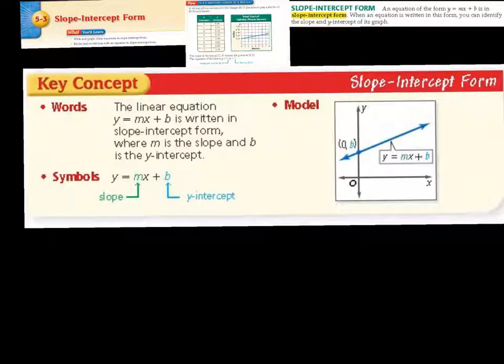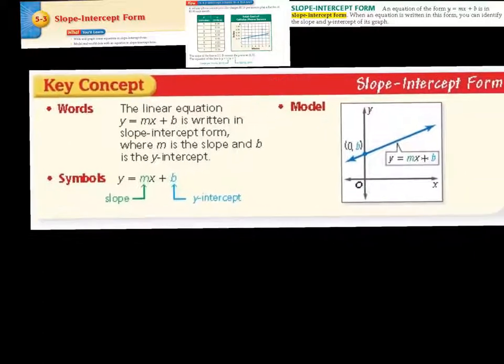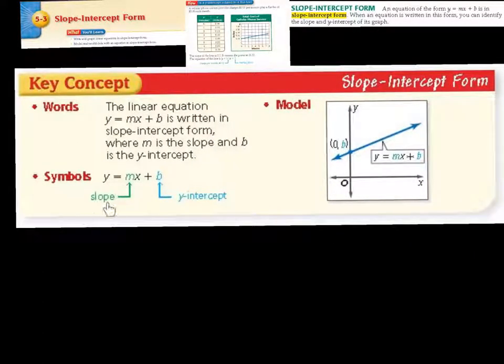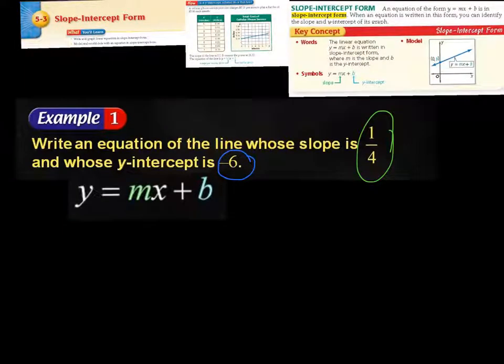And we have the algebraic equation. And here we have the graph. So the y-intercept, remember, is where our graph crosses the y-axis, and slope helps us move, so there's our rise and run. Write an equation of the line whose slope is 1/4 and whose y-intercept is -6.